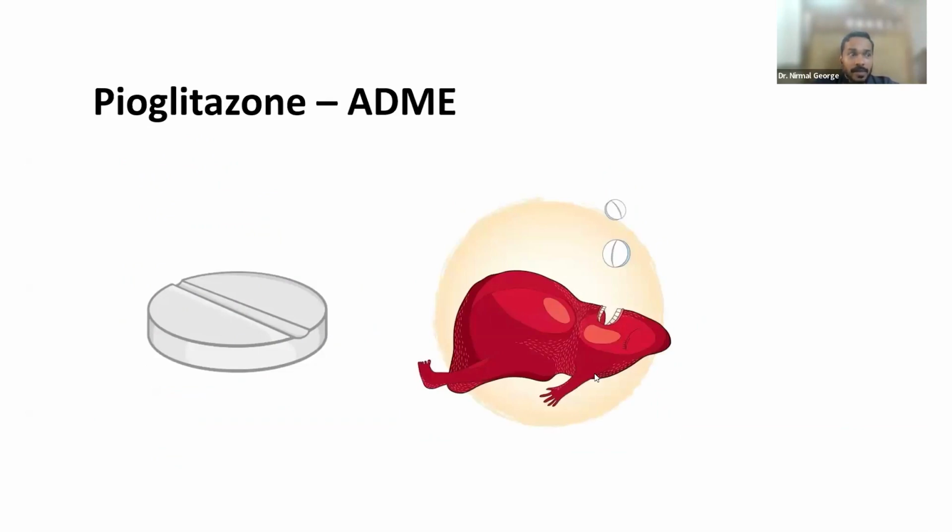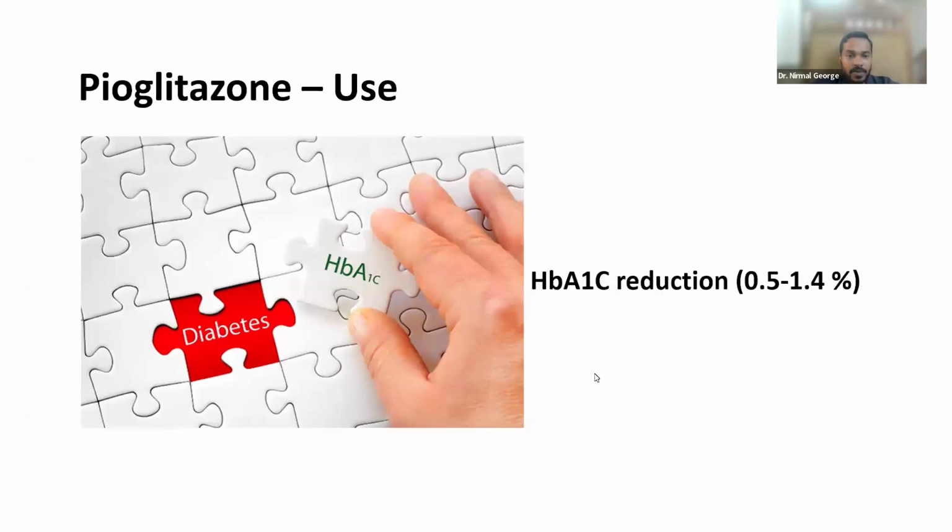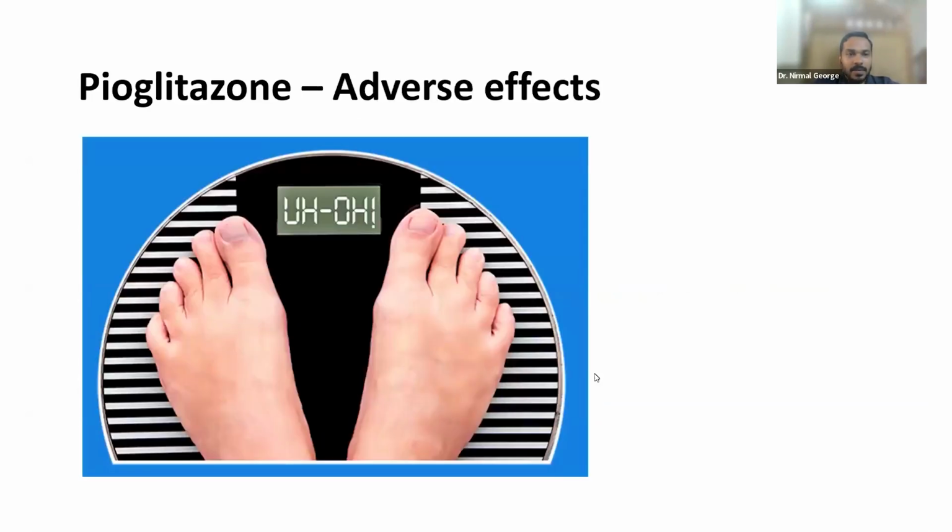So if you are using pioglitazone along with enzyme inducers, agents that increase the metabolism, it can reduce the action of pioglitazone. Similarly, if you are using pioglitazone with agents that inhibit microsomal enzymes, it can prolong the action of pioglitazone. It is used for type 2 diabetes mellitus, and it produces a glycated hemoglobin reduction of 0.5 to 1.4%. And the major adverse drug reaction of pioglitazone is weight gain. 2 to 4 kilogram weight gain is usually common with pioglitazone.